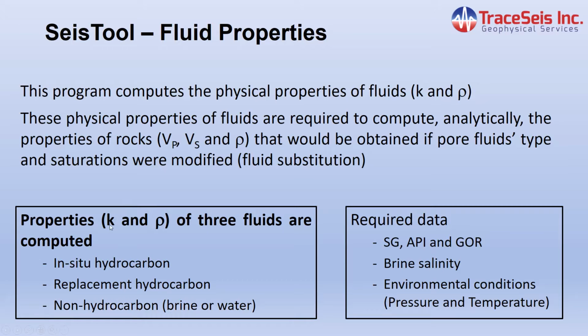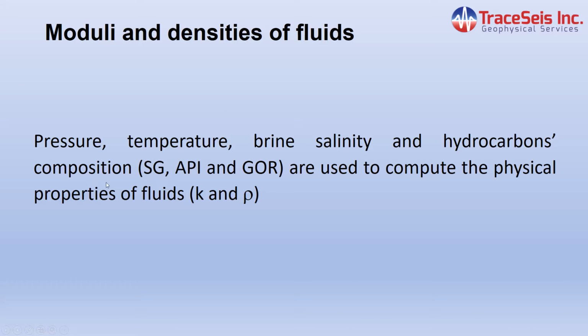Let's now talk about the bulk modulus and density of the in situ hydrocarbon, the replacement hydrocarbon, and the non-hydrocarbon, whether brine or water. Pressure, temperature, brine salinity, and the hydrocarbon's composition, expressed as the specific gravity of gas, the API density of oil, and the gas-oil ratio, are used to compute the bulk modulus and density of the fluids.